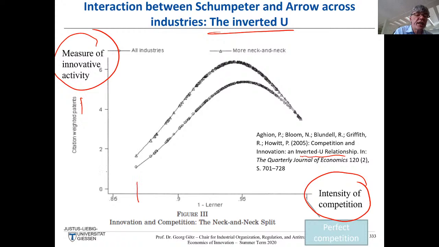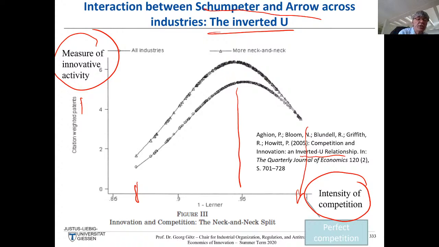And what they showed with this diagram is that with a rather low intensity of competition, you have a low level of innovation, and with a rather high intensity of competition, you also have a low level of innovation. Okay, and in a sense, some intermediate level of intensity of competition is best in terms of innovation. And what is really interesting here, and that's how they argue as well, is that this diagram in a sense puts together Schumpeter and Arrow, and somehow also reconciles Schumpeter and Arrow.